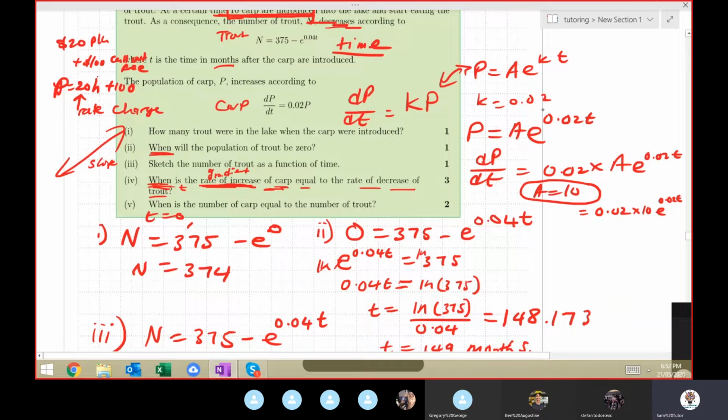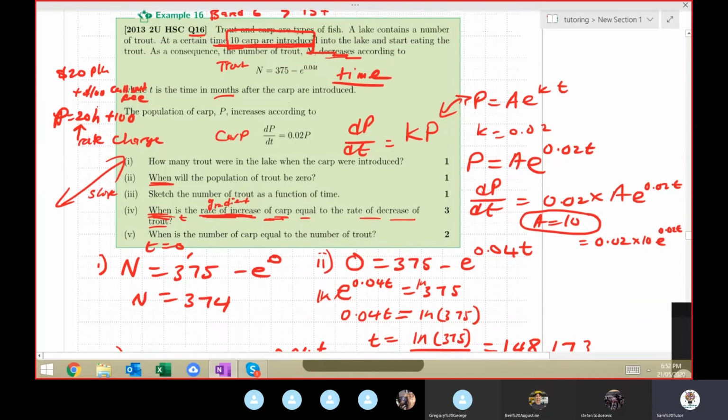And then K is that, and then P is 10. Am I sure about A is 10? Let me read this. A lake contains a number of trout. At a certain time, 10 carp are introduced into the lake and start eating the trout. That's right. So when time is 0, the amount of carp that you start with is 10. The population of carp increases according to this. That means the population of carp is equal to 10 e^kt, and as it's increasing it becomes k times p. Yep, I'm happy with all of that.